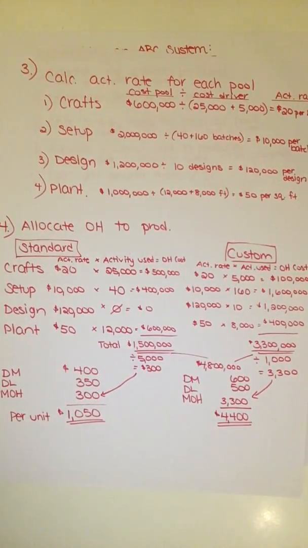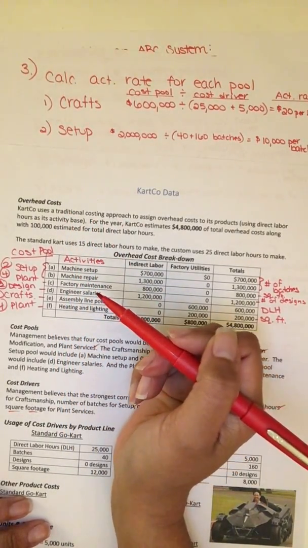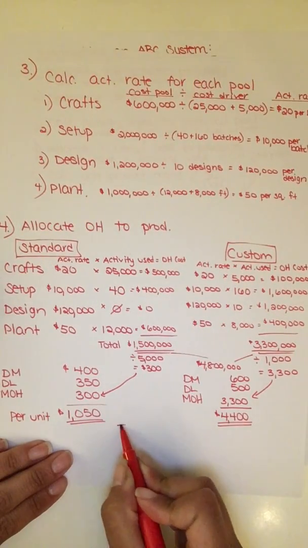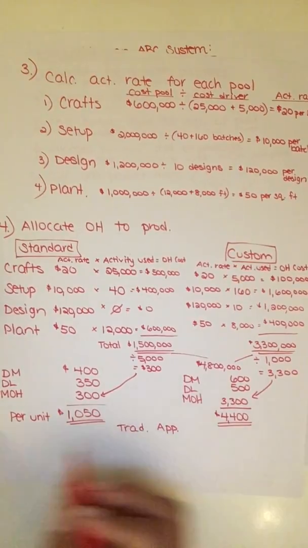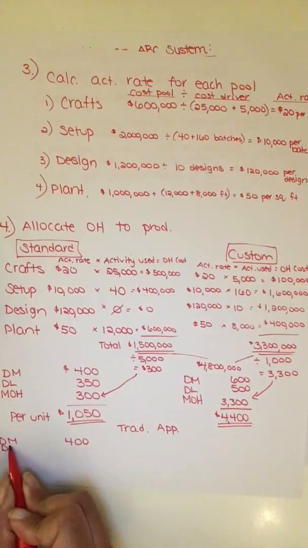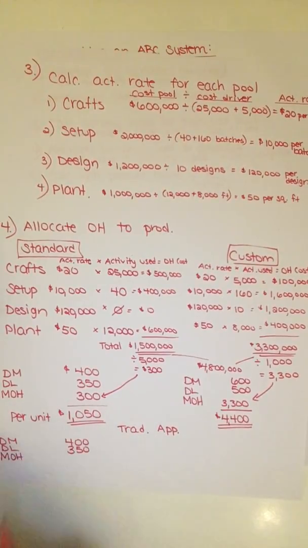Good. So why did we do all this? Well, let's compare and see. Previously, we were told the company used a traditional costing approach. So let's see what their product cost would be using a traditional approach. We said DM and DL don't change. What changed was how they tracked their overhead costs.